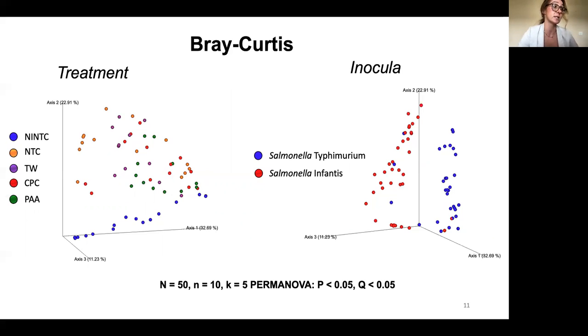So Bray-Curtis is a compositional dissimilarity matrix that measures dissimilarity between the two different samples based on abundance. In this study, the microbial abundances between CPC and PAA were not significantly different, as you can see the overlapping of the circles here, but they were all different from the control groups. As well as there was a significant difference between the microbial abundances associated with inoculum.